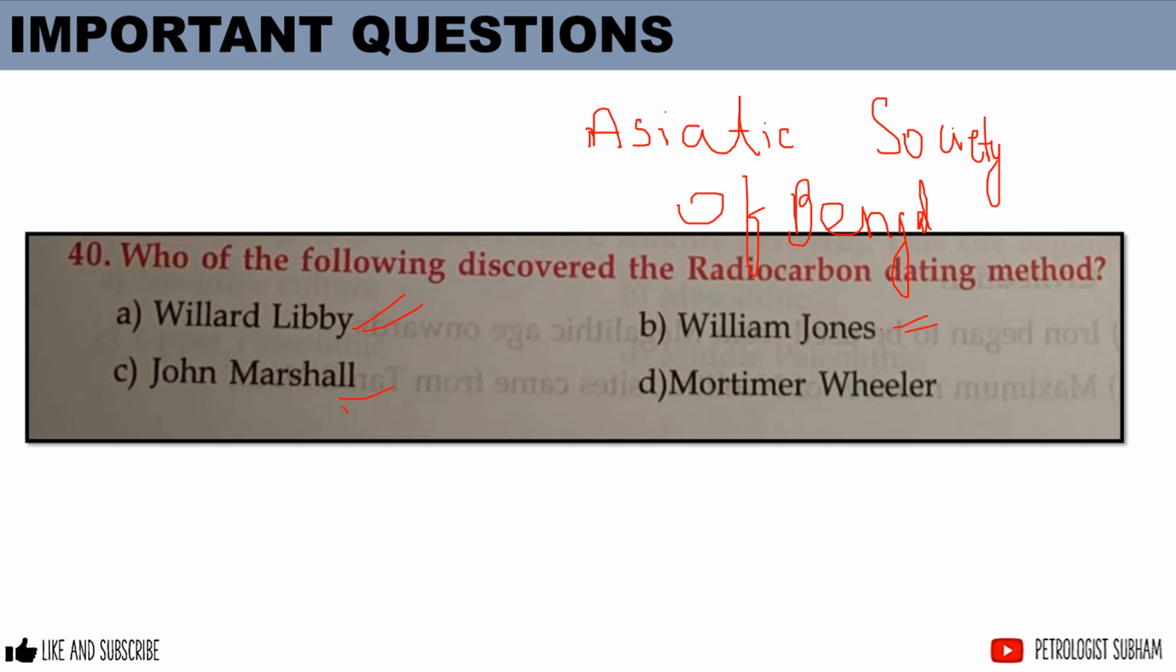John Marshall was one of the greatest judges in U.S. history, and he was also posted as the judge of the Supreme Court of the United States of America. Mortimer Wheeler was one of the important archaeologists of the 20th century, a British archaeologist. So from these options, important questions can come from William Libby, William Jones, and John Marshall.